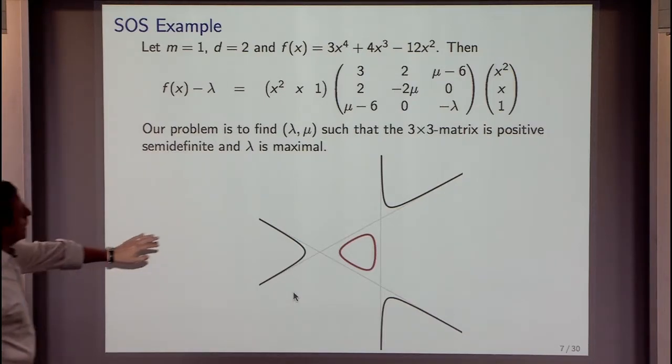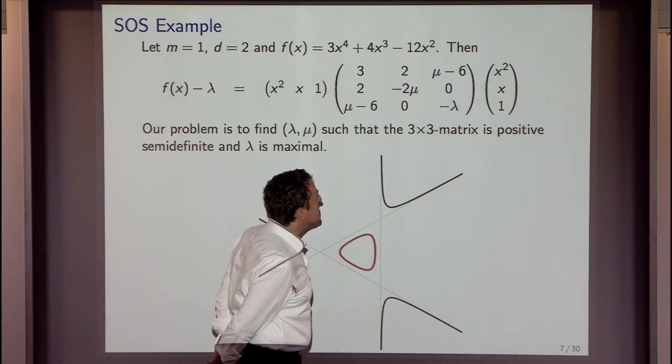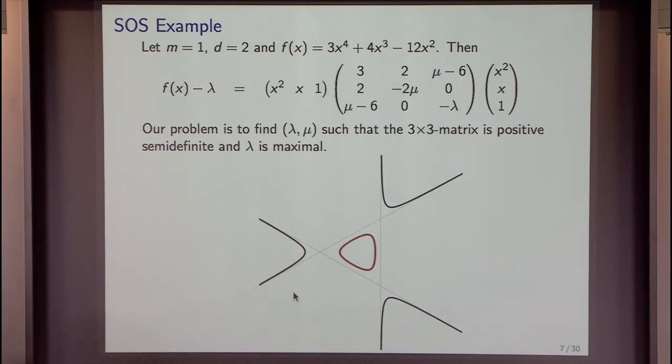So make my ansatz. I write down a 3 by 3 symmetric matrix with two parameters. There's the lambda, and then there's one free parameter mu. I multiply with the row and column vector of all monomials up to half the degree. That's a valid identity. And our problem is to find the pair lambda, mu such that the matrix is positive semi-definite and lambda is maximal. We take this instance, we type it into MATLAB, and in 0.000001 seconds the answer will come back.